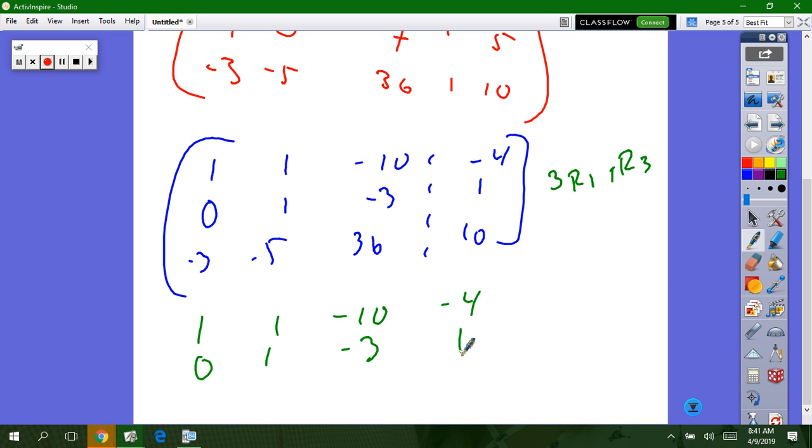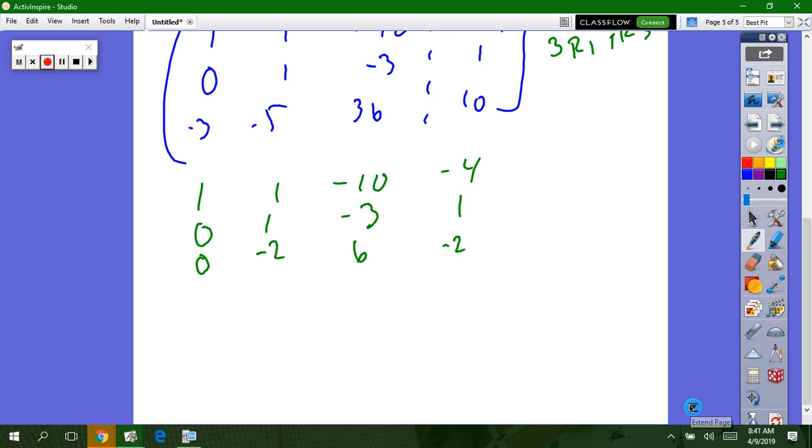So now, multiplying him by 3. 3 minus 3, 0. 3 minus 5, negative 2. Negative 30 plus 36 is 6. Negative 12 plus 10 is negative 2. Any questions on how I got that? Guys, look at that though. Step 4, it's already done. Right? You like that. Now step 5, what do we do?